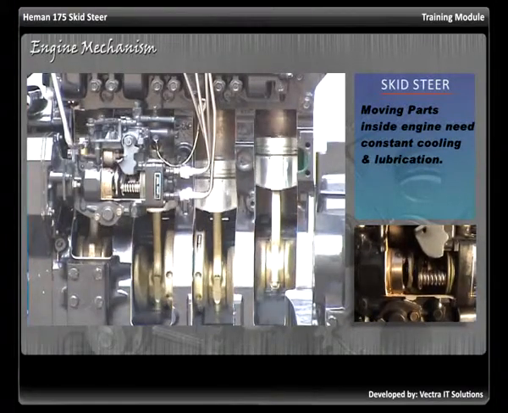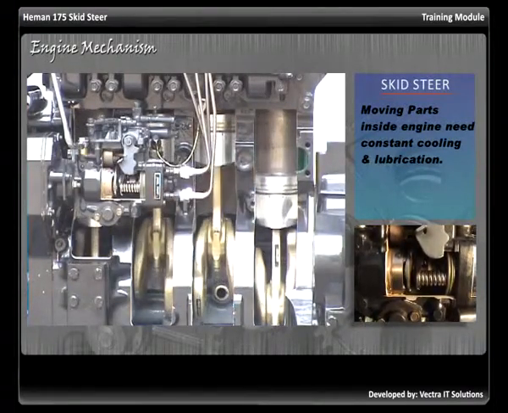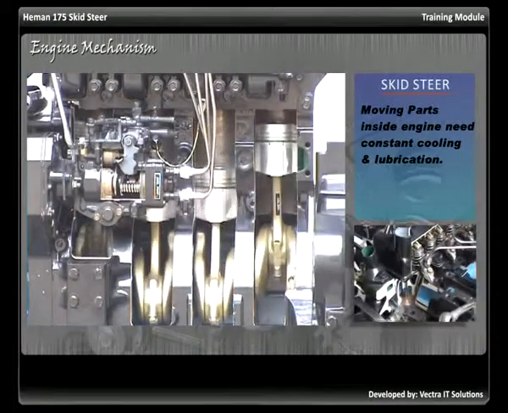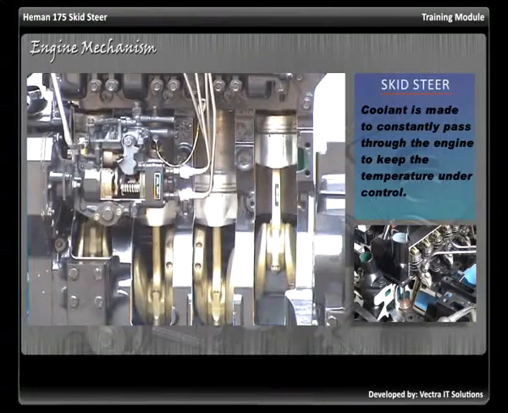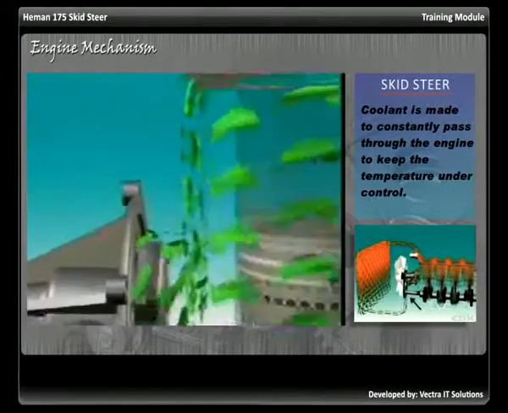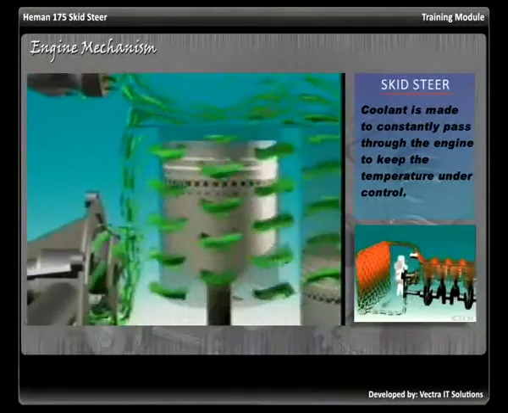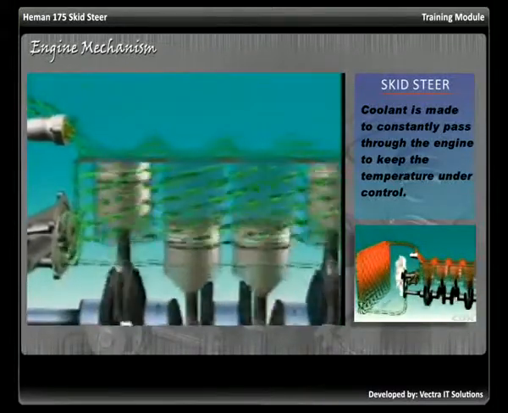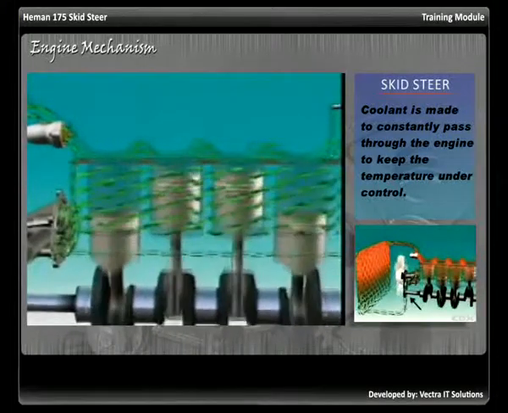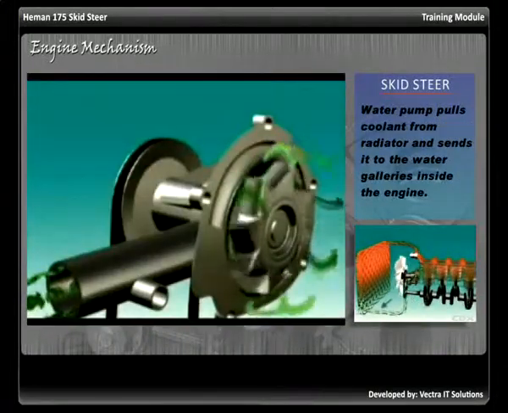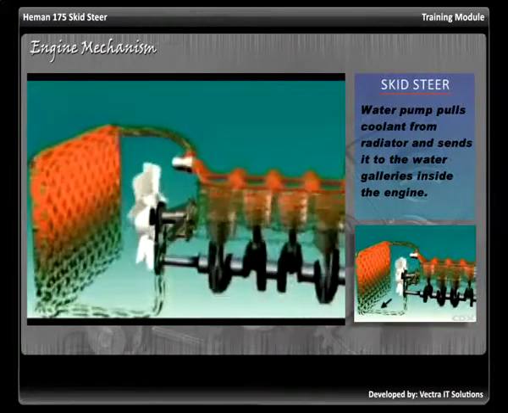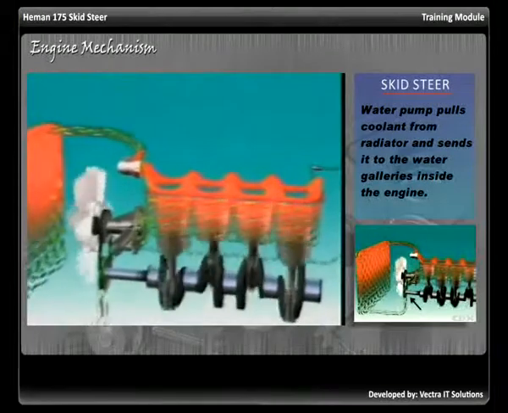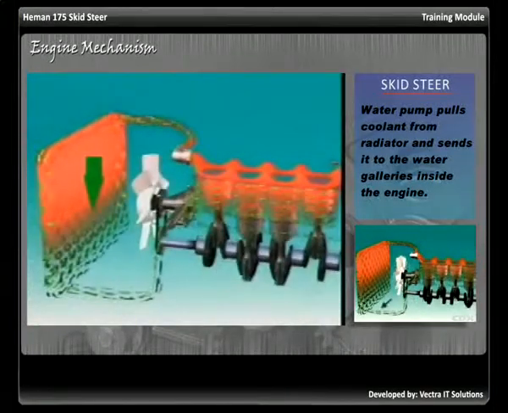The moving parts inside the engine need constant cooling and lubrication to prevent any damage due to friction and overheating. To take the heat out from the engine, water or coolant is made to continually flow in the specified sections of the engine with the help of water pump. The pump pulls coolant from the radiator and sends it to the engine. The coolant, after lowering the heat of the engine, goes back to the radiator for cooling.